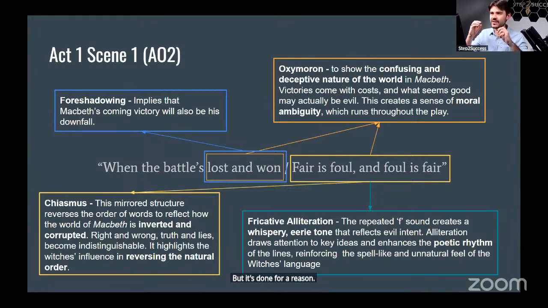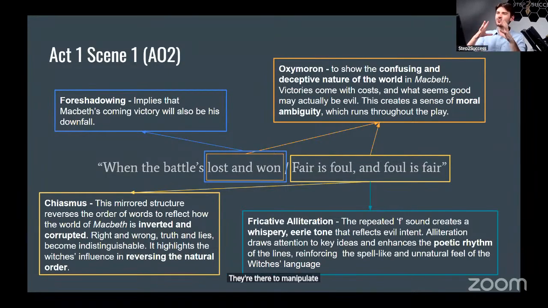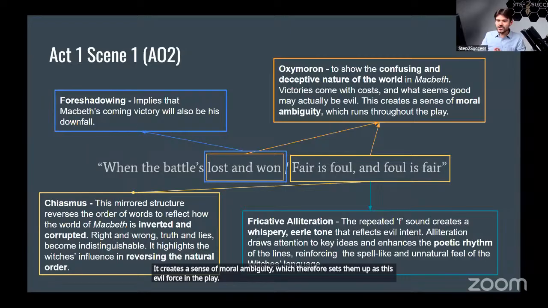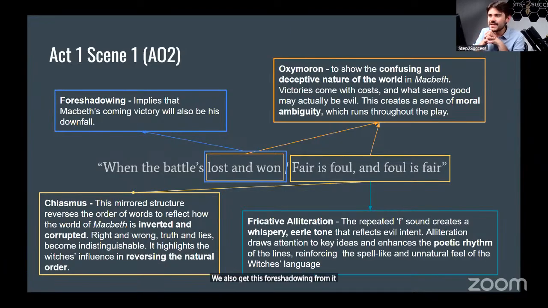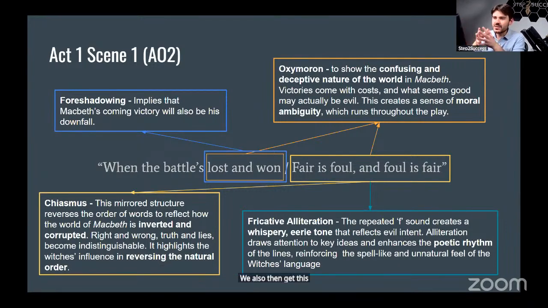It creates this sort of deceptive idea, this idea that the witches are a force of evil, that they're there to manipulate, they're there to create ambiguity, they're there to confuse. It creates a sense of moral ambiguity, which therefore sets them up as this evil force in the play. We also get this foreshadowing from it that implies that Macbeth's coming victory will also be his downfall. It sets him up as our tragic hero in the play. We also then get this second oxymoron. The "fair is foul." You can't be those two things at the same time.